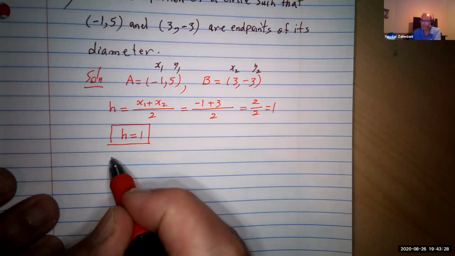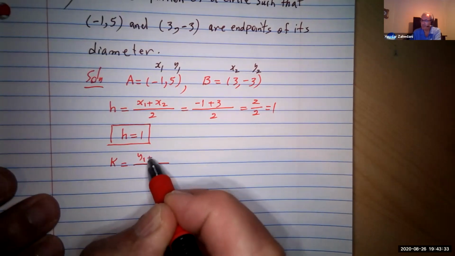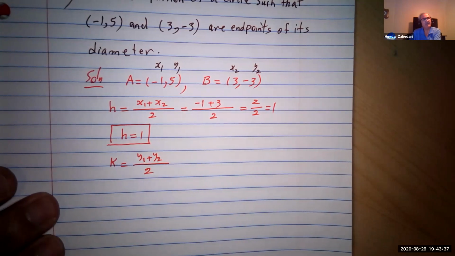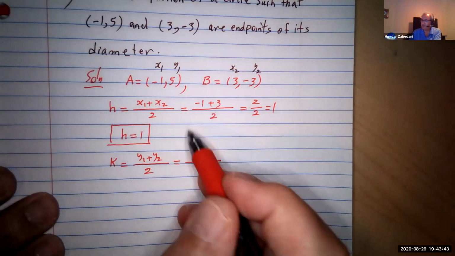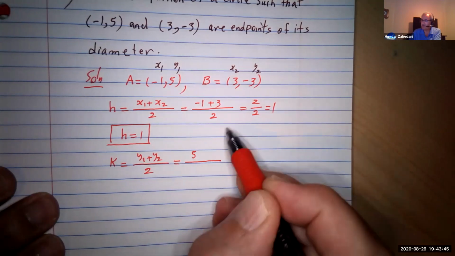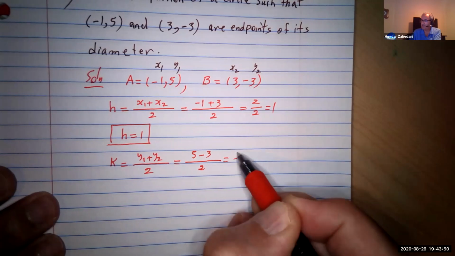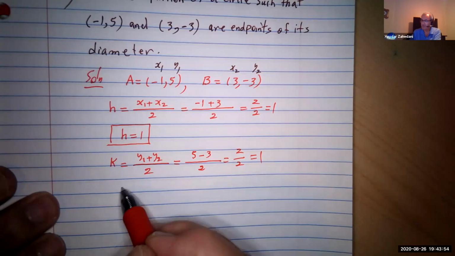We go for the k. K is equal to y1 plus y2 divided by 2 again. So this is going to be equal to, y1 is 5, and y2 is -3, so 5 minus 3 over 2. That gives us 2 over 2, which is equal to 1 again. So we have the k equal to 1.